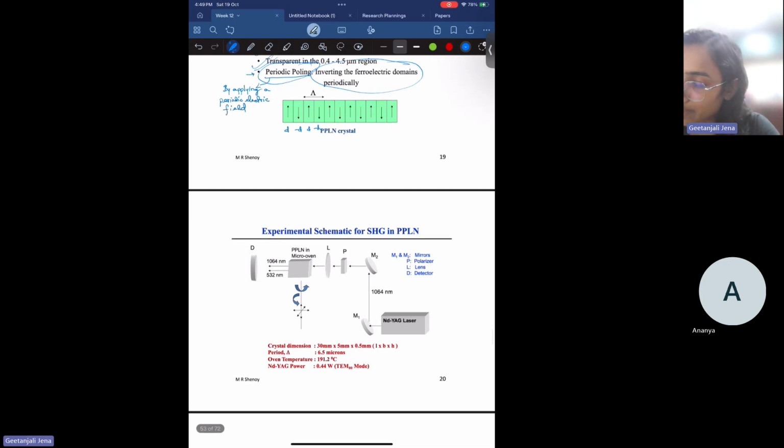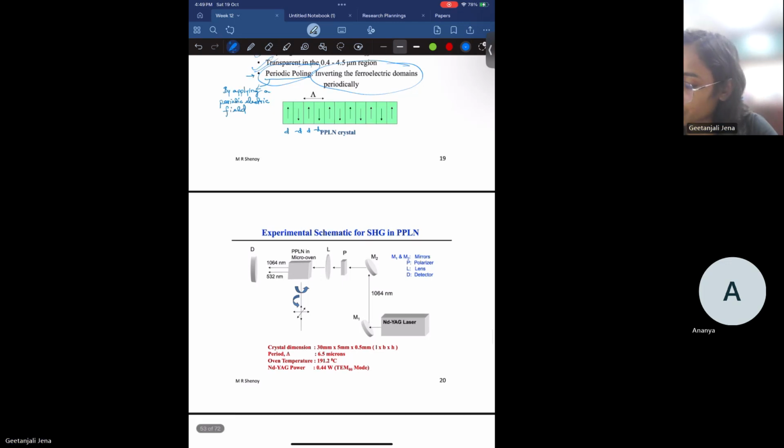So this is the experimental schematic for second harmonic generation in PPLN. You put the nonlinear crystal inside this micro oven and pass through the pump at 1064 nanometer. You can see this is lambda, this is lambda by 2. So you are getting a nonlinear second harmonic generation because of the PPLN material.